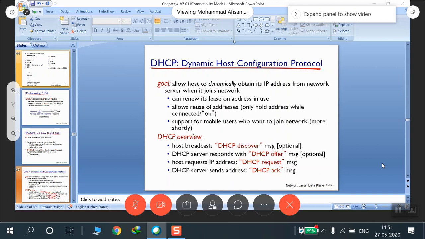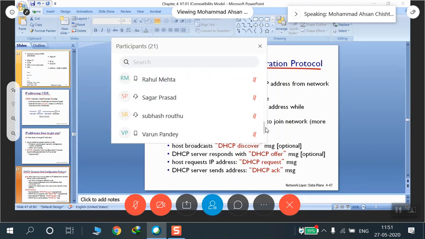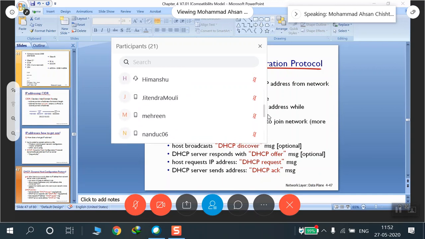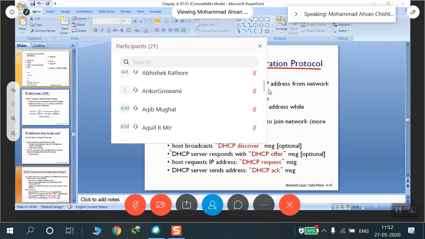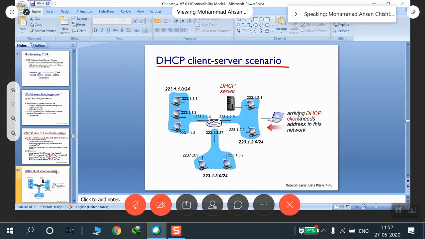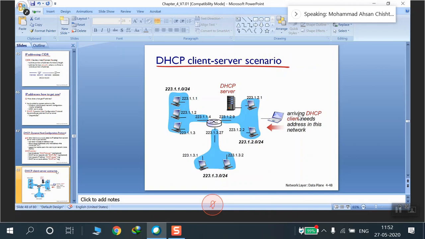Then the host requests an IP address. After discovering that there is a DHCP server, it sends a DHCP request message, and the DHCP server sends back the DHCP acknowledgement message saying yes, this is what your IP is supposed to be. It will give its IP address, network prefix, the first hop router, which was the IP gateway, as well as the DNS, primary, secondary, and so on.